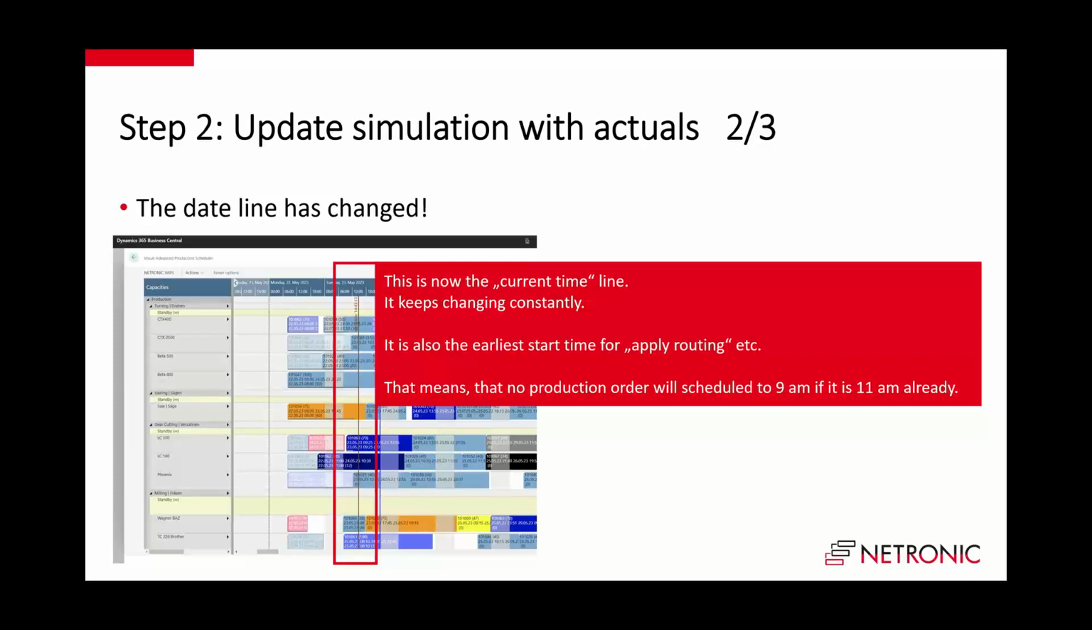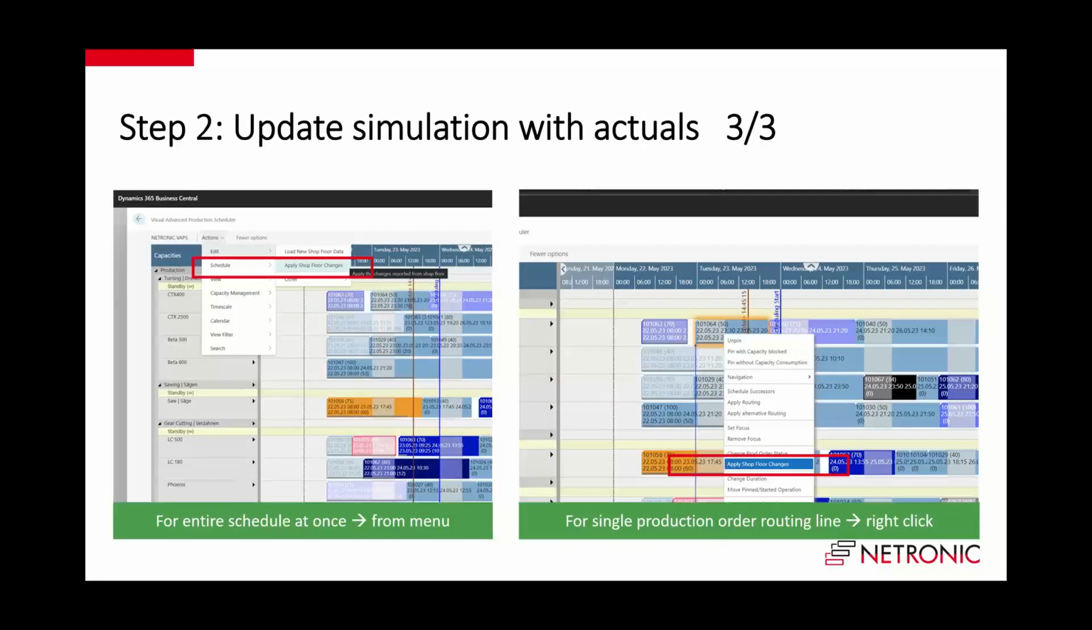So if it is 11 o'clock and you say apply routing, then the earliest time that we'll schedule will be 11 o'clock and no longer 9 a.m. if this was the start of your work date. So this is also a minor change, but the interesting thing is now how to update the simulation. Well, we can say again, edit, apply shop floor changes. This is the holistic one for the entire schedule at once. This is what we recommend.